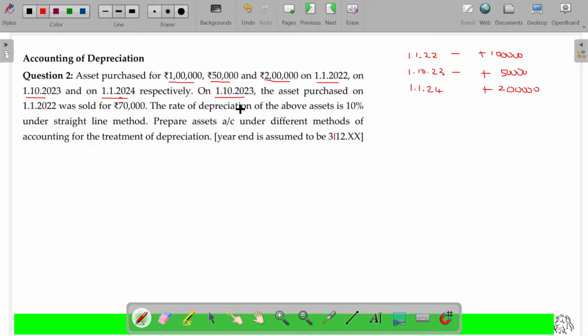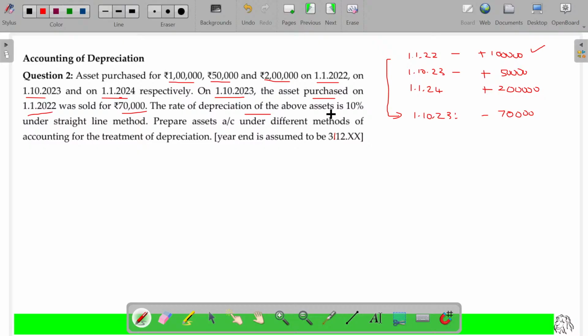On 1st October 23, the asset purchased on 1/1/22 was sold for 70,000. This plus symbol represents purchase and minus symbol represents sales. Like this one, on this date it was sold for 70,000.